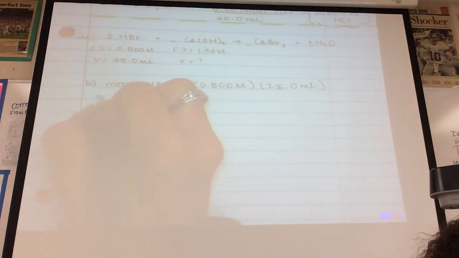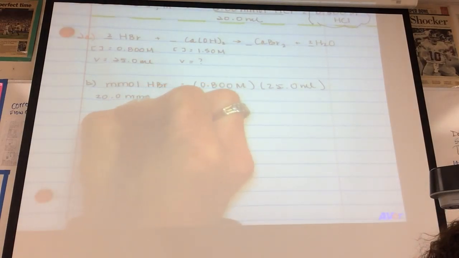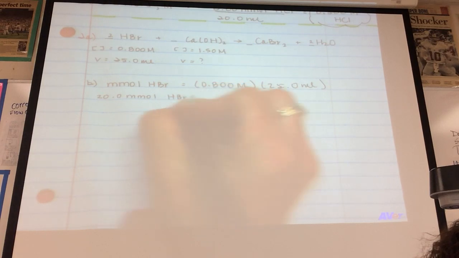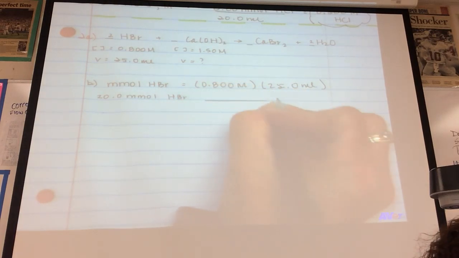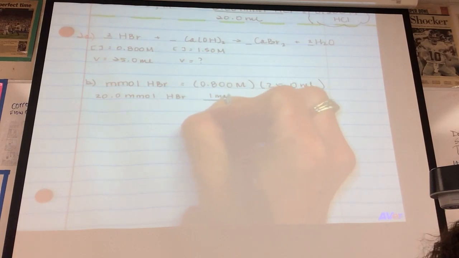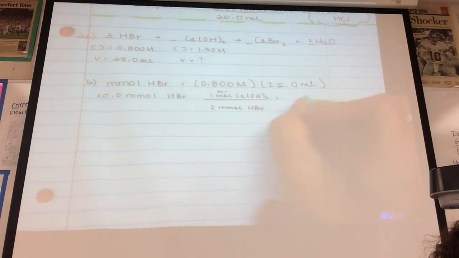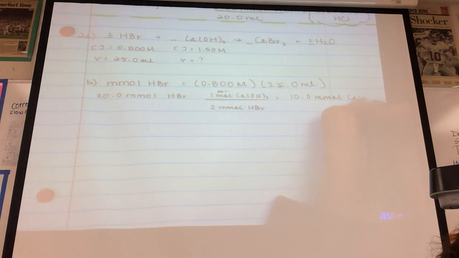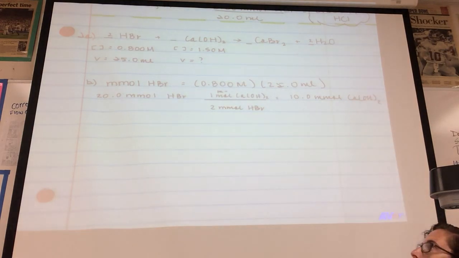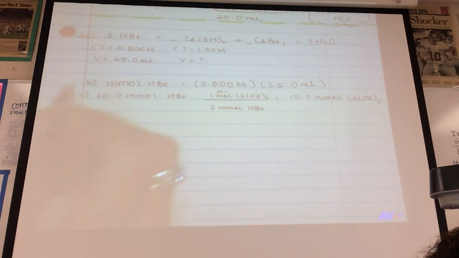So we have 20 millimoles of hydrobromic acid for every 1 mole of base. We have 2, and this really you would want millimoles. So you have 10 millimoles of calcium hydroxide. So B and C are built in there.